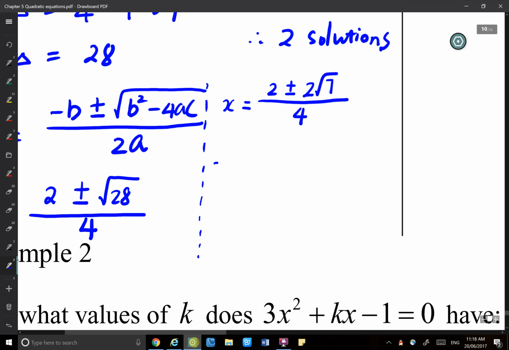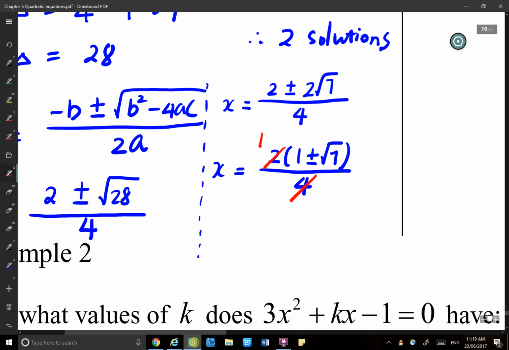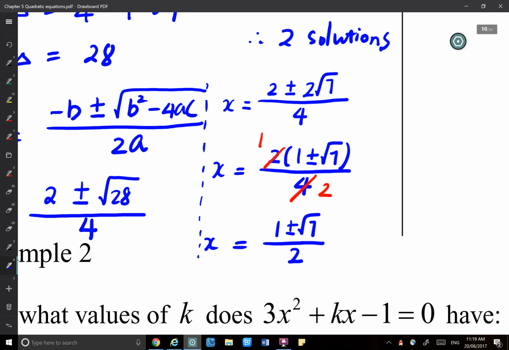And I can keep factorizing it. I can have 2 on the top. So it's 1 plus minus square root 7 over 4. Take a common factor 2 on the top, so it can be cancelled. That's 1, that's 2. So x equals to 1 plus minus root 7 over 2. Basically, divide 2 on both top and bottom for every single term.